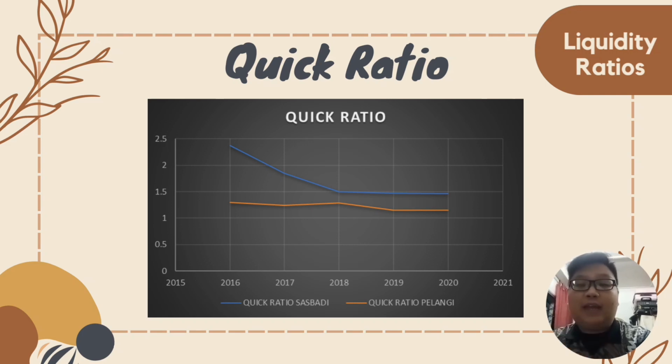This is a sign that the company has trouble with money. Over all 5 years, the table shows that both SASBADI and Pelangi have a quick ratio above 1. In other words, both businesses have more cash on hand than they have liabilities right now.